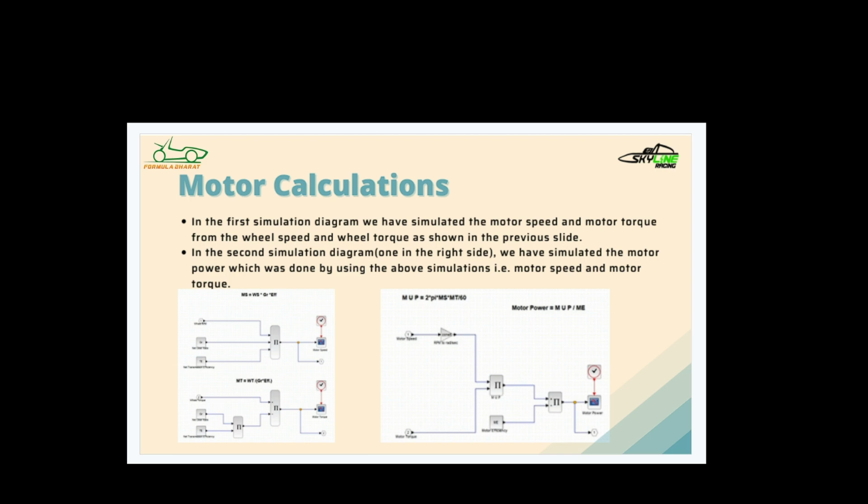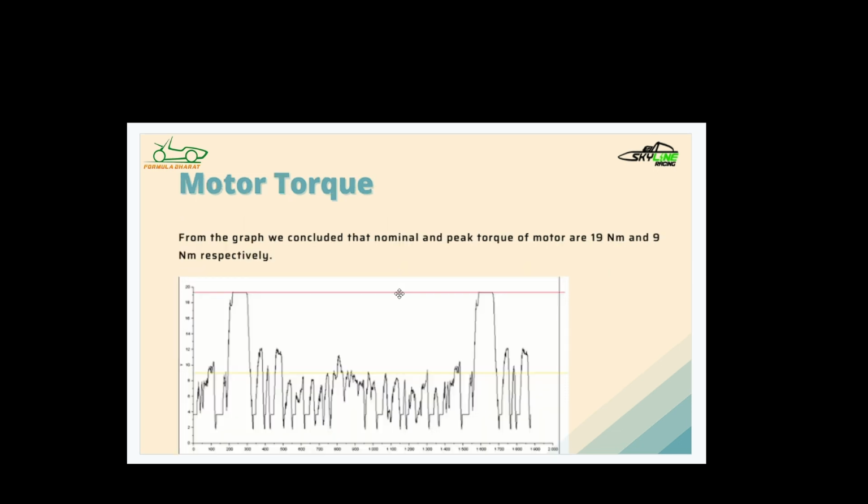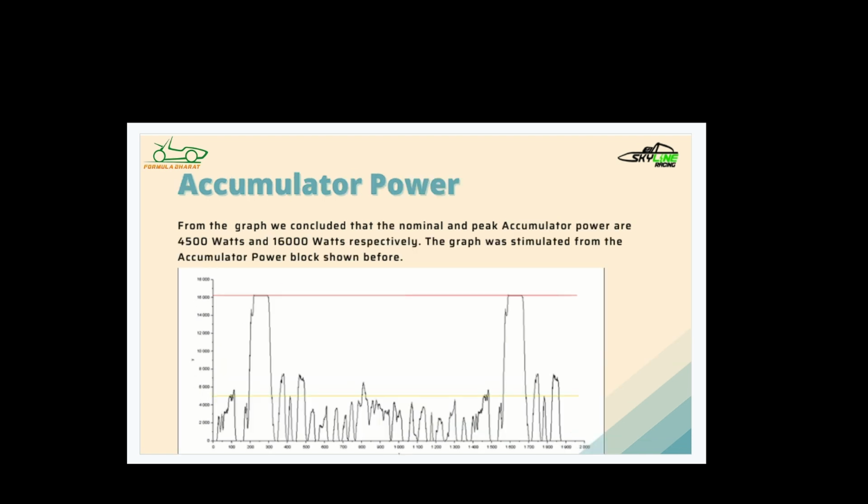The accumulator part specifies the calculation of accumulator capacity, current, discharge rate, and SOC, state of charge. Okay, till how much the batteries are holding charge. Motor speed: we have already mentioned that the peak speed is around, as we can see the red line, 5800 RPM. For the accumulator pack, the maximum power is 16,000 watts.